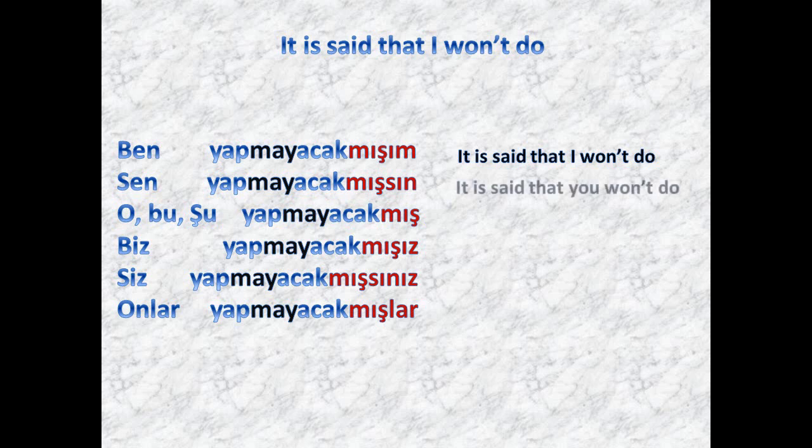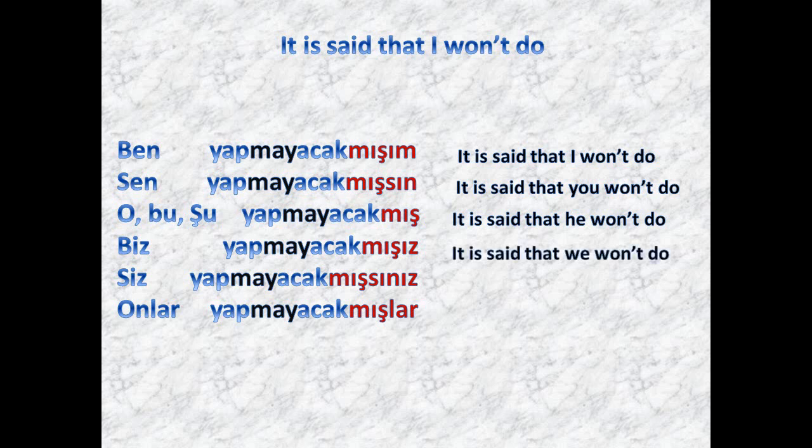Sen yapmayacakmışsın. It is said that you won't do it. Somebody else is going to do. Like, it has that kind of meaning, yeah. O yapmayacakmış. It is said that he won't do. Biz yapmayacakmışız. It is said that we won't do, or we are not going to do that. It's not us who is supposed to do that. Siz yapmayacakmışsınız. It's a long verb. I know. Take a deep breath.